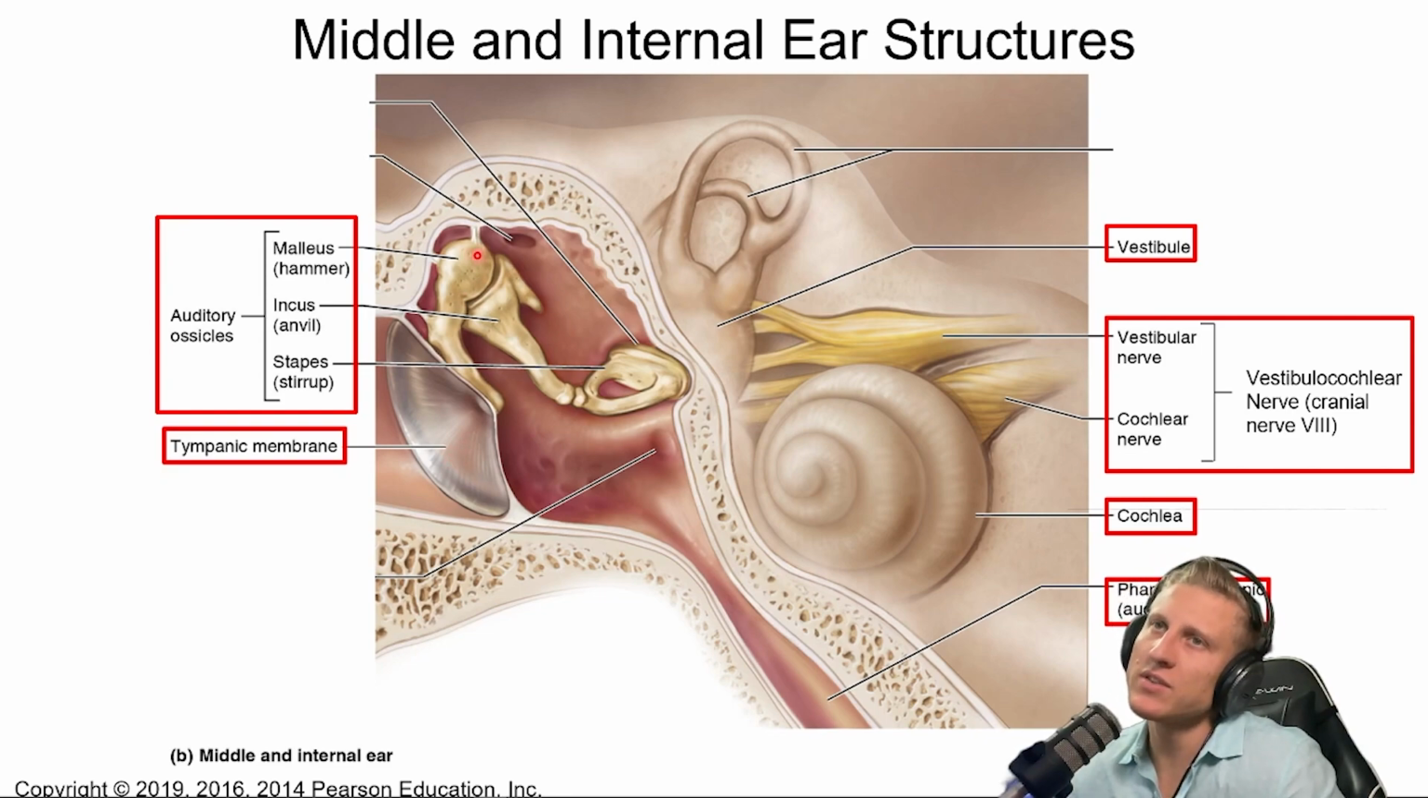Why do we have this sort of multi-stage process right here that we just described? Well, it does a couple different things. The tympanic membrane is doing 2 things. Not only is it responsible for our perception of sound.